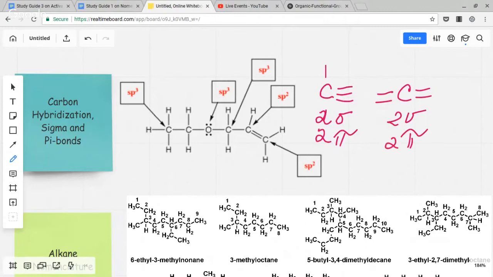So any questions about sigma and pi bond? When you are counting the total sigma and the total pi, it would be better that you just count the bonds that you see in your compound, remembering that all single bonds and one of the double and triple bond is always a sigma bond, and the rest are counted as pi bonds. Okay?